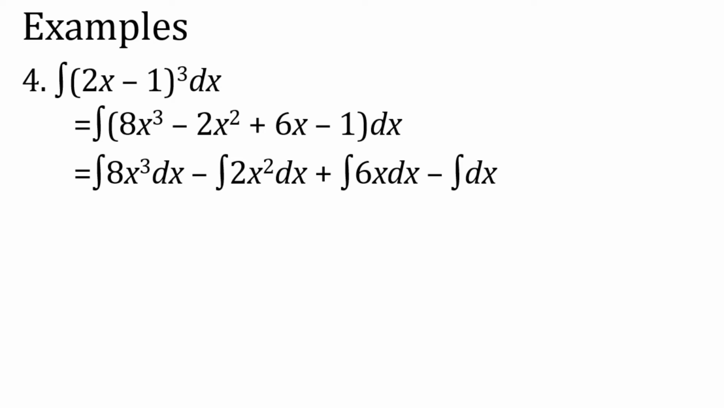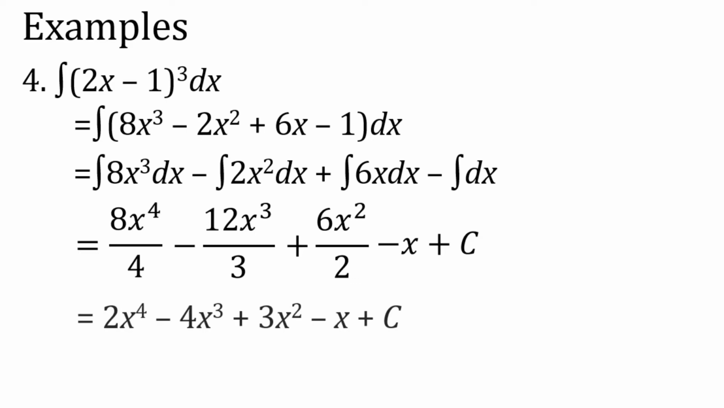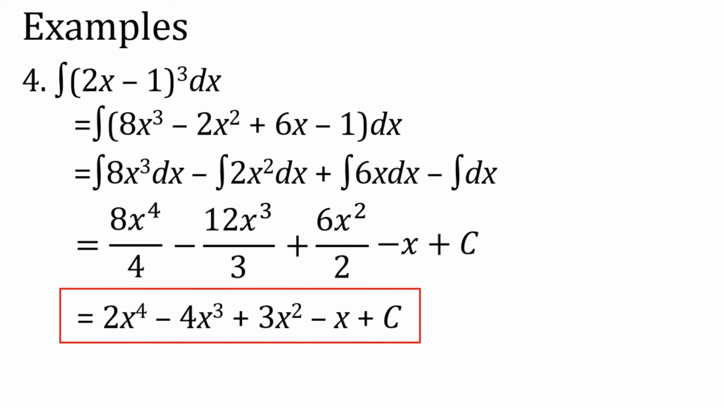So apply the general integration formula. This will become 8x to the 4 over 4 minus 12x cubed over 3 plus 6x squared over 2 minus x plus c. So do not forget the constant of integration. We can simplify this because 8 divided by 4 is 2, 12 divided by 3 is 4, 6 divided by 2 is 3. So this will become 2x to the 4th minus 4x cubed plus 3x squared minus x plus c. So this is our answer.